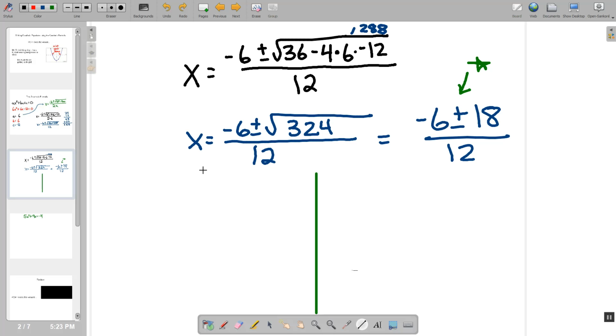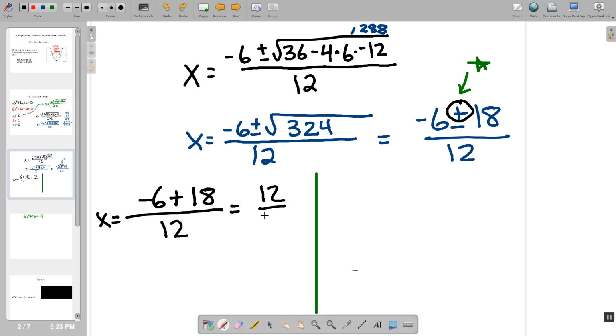So our solution on the left is going to be looking at the plus part of this equation. And I probably need a pen for this to work. So that's going to be negative 6 plus 18 all over 12, and this is x equals whatever this equals here. Negative 6 plus 18 is positive 12. 12 divided by 12 is x is equal to 1.